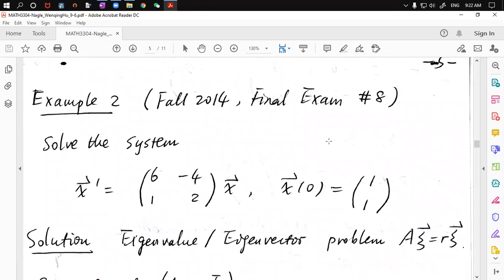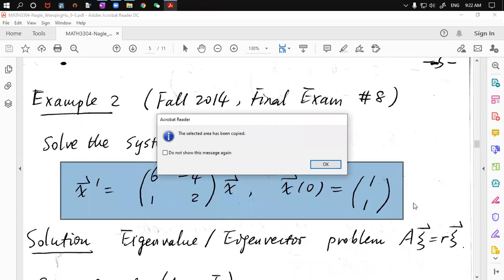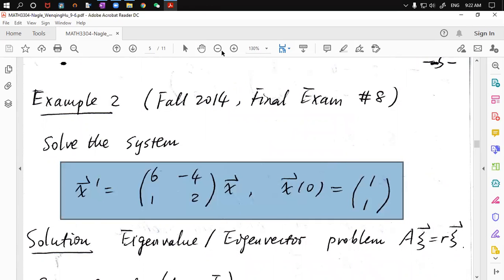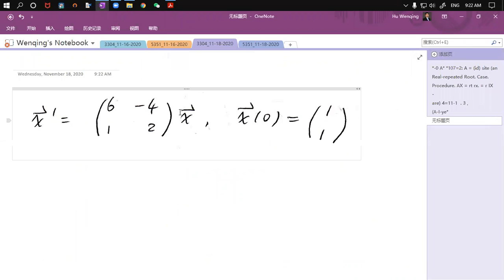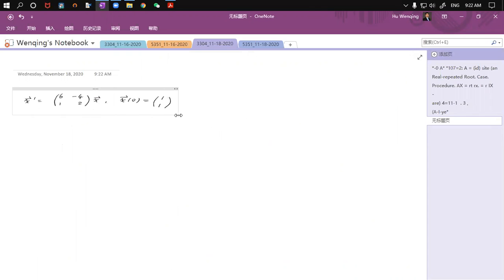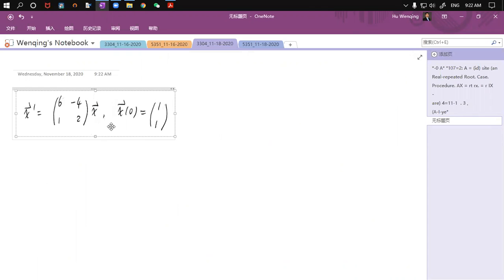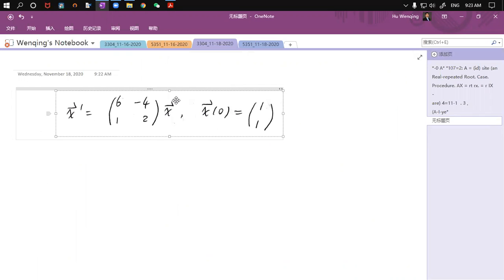In this problem, it's going to ask you to solve this system, right? So how are you going to solve such a system? Let me make it larger. So we are going to solve such a system. How are we going to do that?